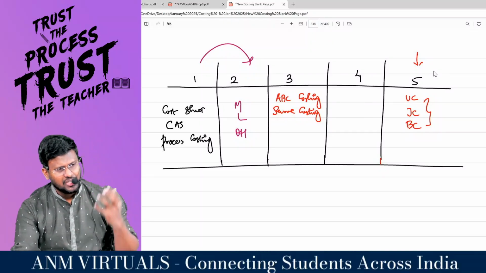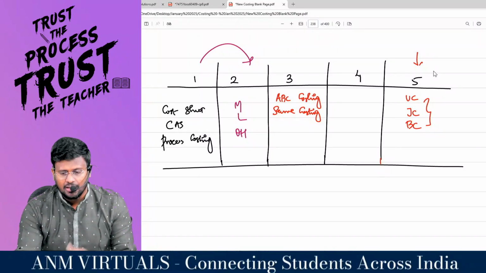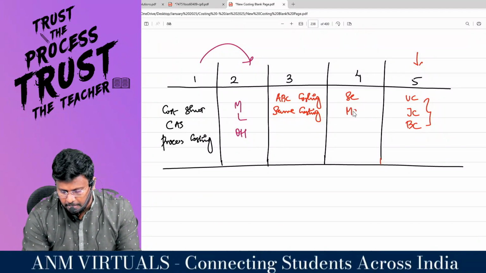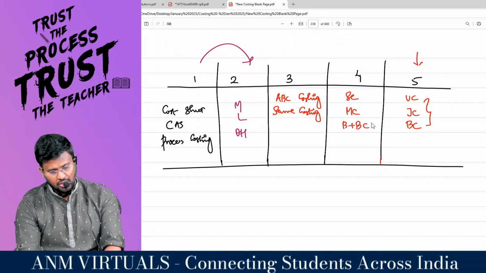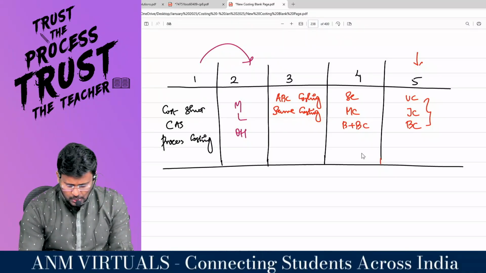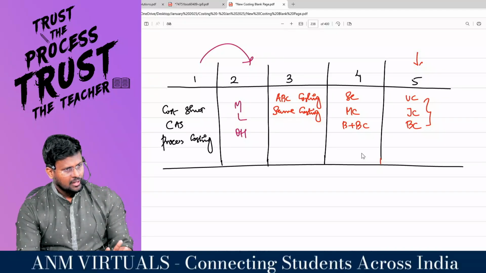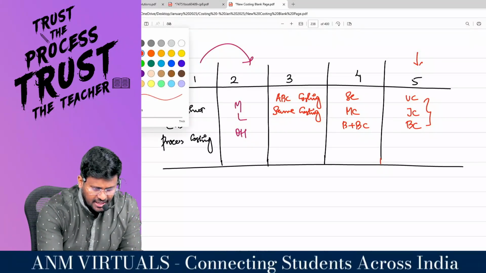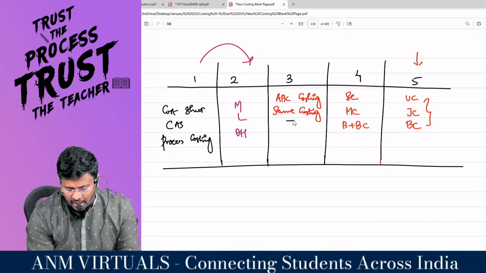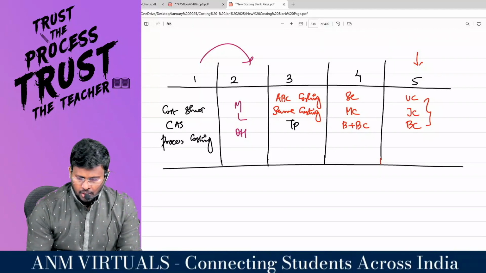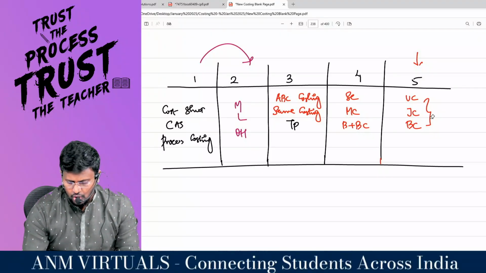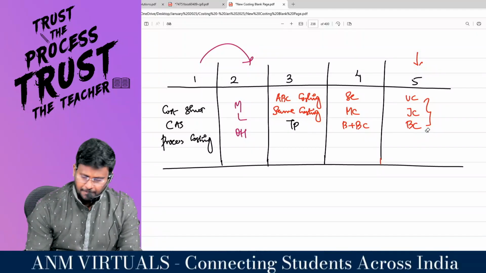And there are decision making chapters like standard costing, marginal costing, and budget and budgetary control. Other than this, the remaining area is the theory part for us. So unit costing, job costing, and batch costing is what we are targeting.